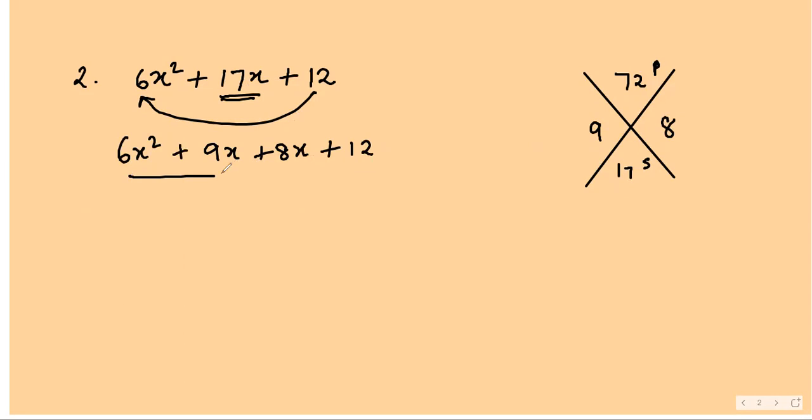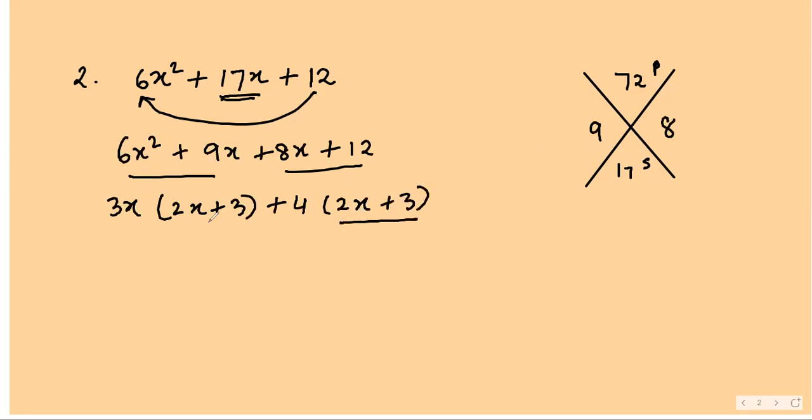Now we make pairs and we take 3x common from here. We get 2x plus 3. And from these two terms, we can take just 4 common and we get 2x plus 3 here too. Remember, we should be getting these two as the same. If we are not getting the same factor, that means we are not doing it correctly. Now we take out 2x plus 3 common and inside we get 3x plus 4, right? So these are the two factors for 6x squared plus 17x plus 12.